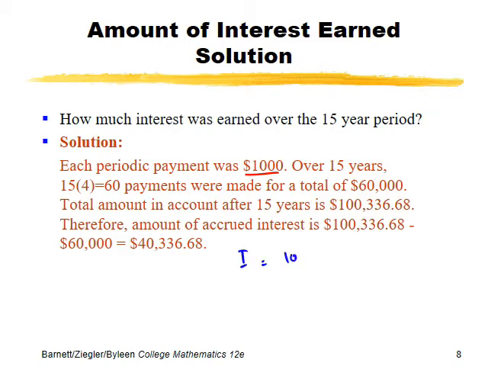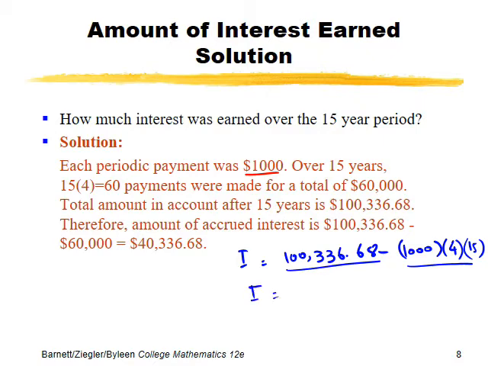future value was 100,336.68 minus, we were depositing $1,000 after every quarter. So there were 4 quarters in 1 year, and we were doing this up till 15 years. This is the amount which we deposited, and this is the amount which we got after 15 years. So the interest is 40,336.68.